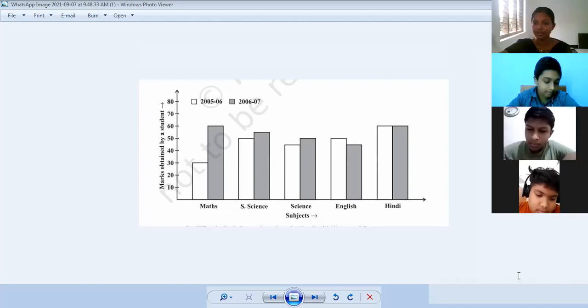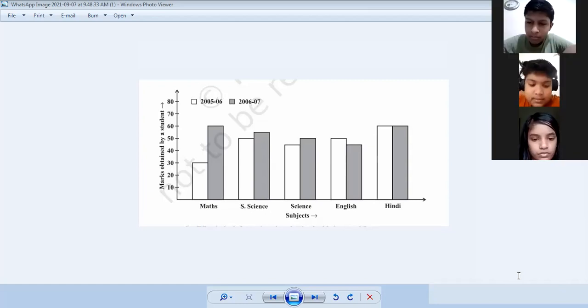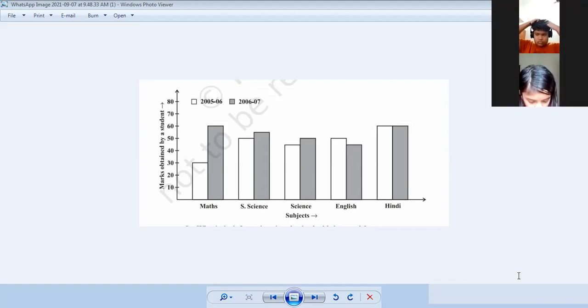Okay. Is it clear? Then, in which subject has the performance deteriorated? What is the meaning of deteriorated? That means decreased. Decreased itself. Then which is the subject whose performance decreased? English. Okay. Then the fourth question. In which subject the performance is at par? That means there is no change. Which is that? Hindi.